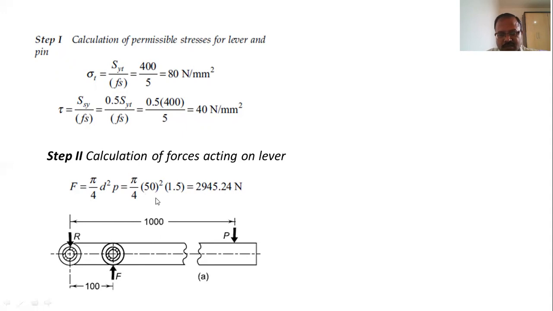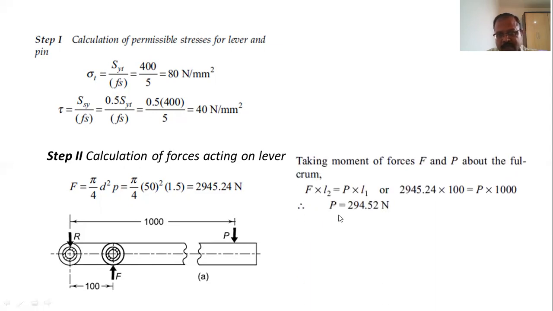So force comes out to be 2945.24. Then we can calculate P by taking moment about the fulcrum. So P into 1000 is equal to F into 100. So we can calculate the value of P. P comes out to be 294.52.